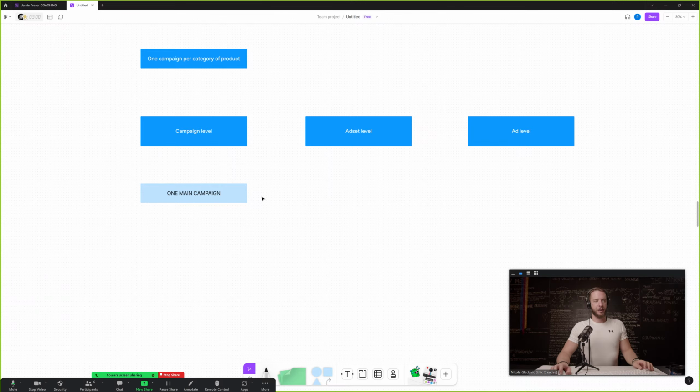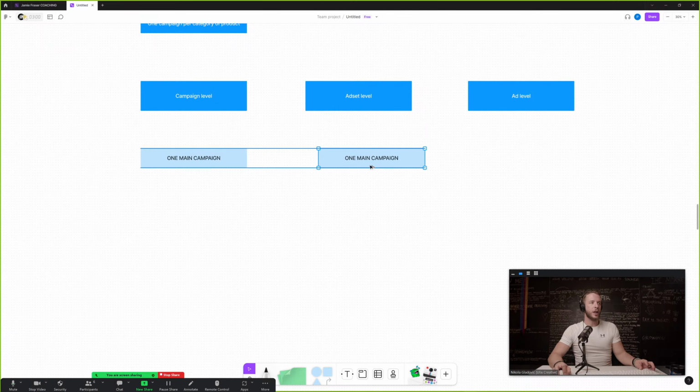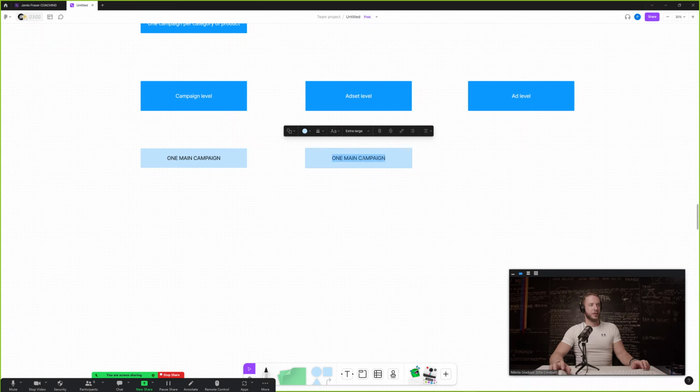So we have one main campaign, and the goal is always conversions. Whether it's lead gen or actual sales, all campaigns should be conversion oriented. We don't do awareness or whatever. It's always conversion oriented. So one main campaign. Then we have two things on the ad set level: DCTs, dynamic creative tests.